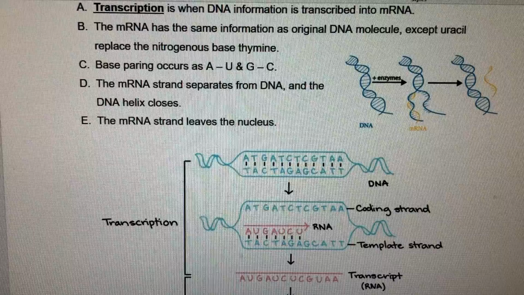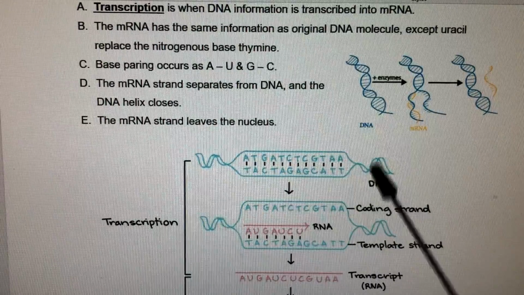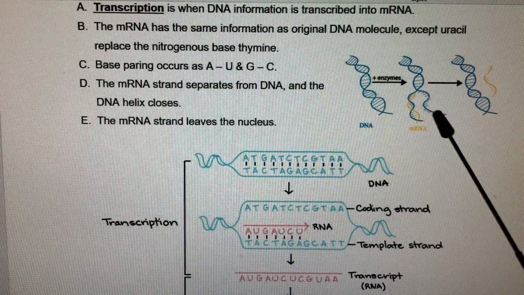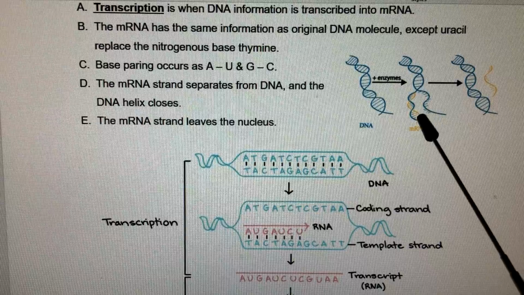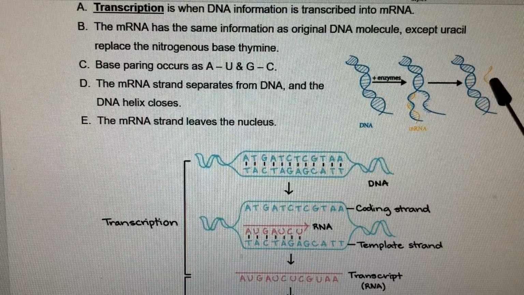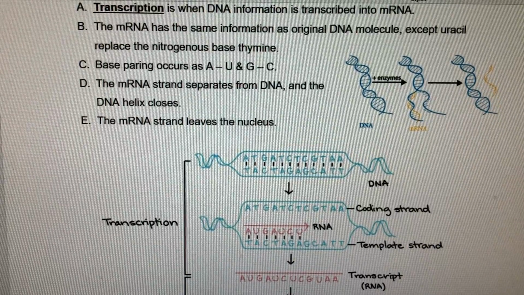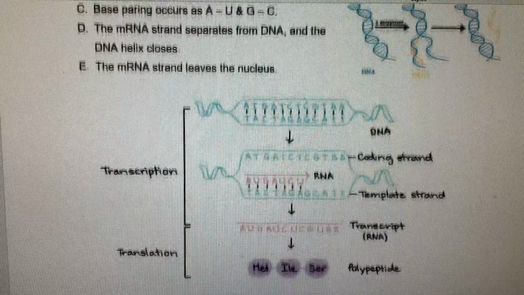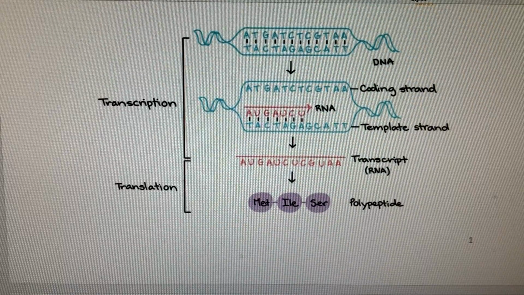We see that here in two pictures. Here's DNA. Enzymes open it up, an RNA copy is made along one strand, that RNA is released, and the DNA closes up. We could also see it here in this diagram.